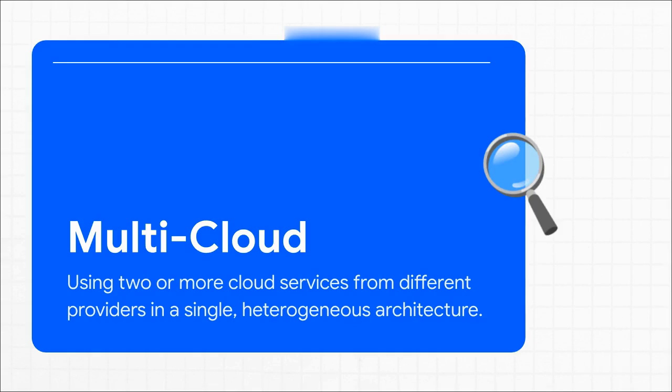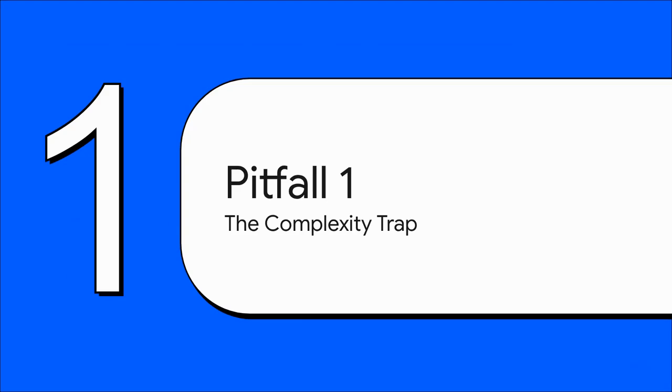Okay, so before we go any further, let's get on the same page about what we even mean by multi-cloud. It's not just about, say, using both AWS and Azure for different things. The key is weaving them together into a single, heterogeneous architecture. And right there, in that one little phrase, that integration, that's where all the real complexity, and frankly, all the danger really begins. Which brings us directly to our first huge pitfall, the complexity trap.